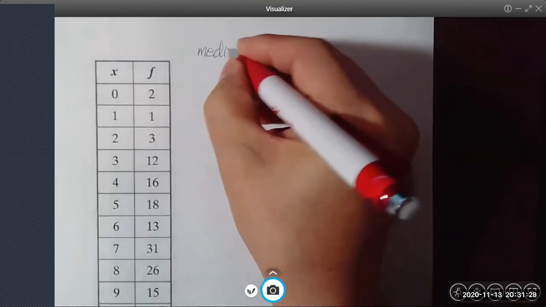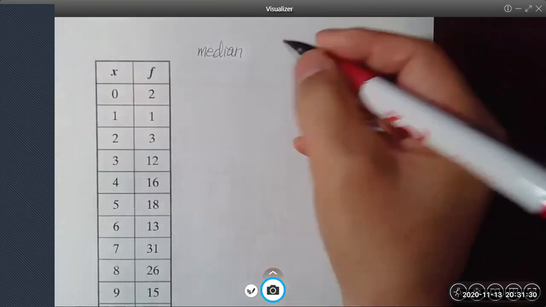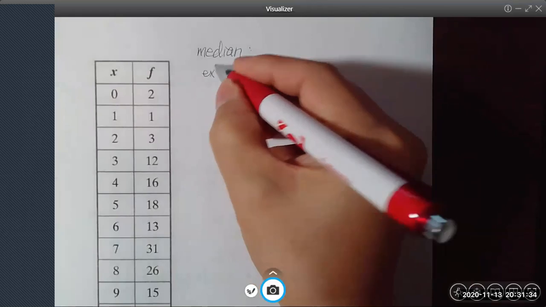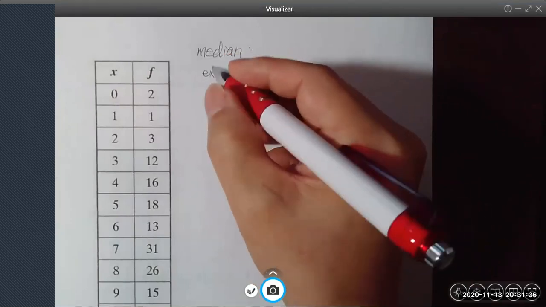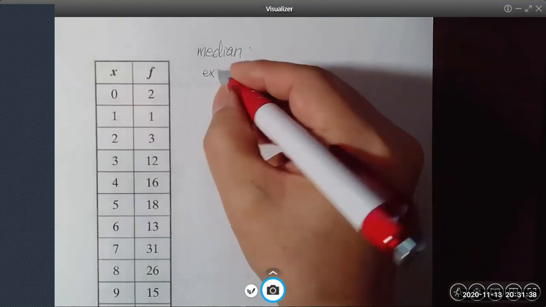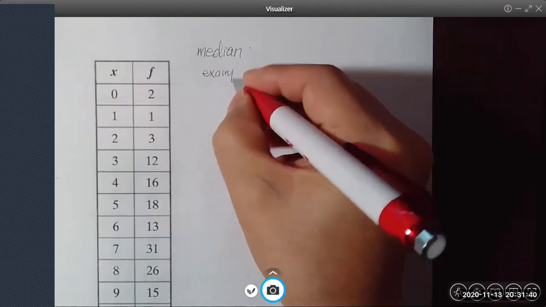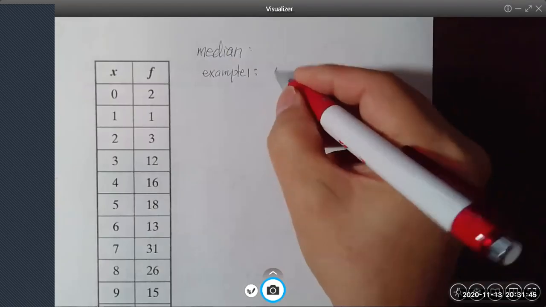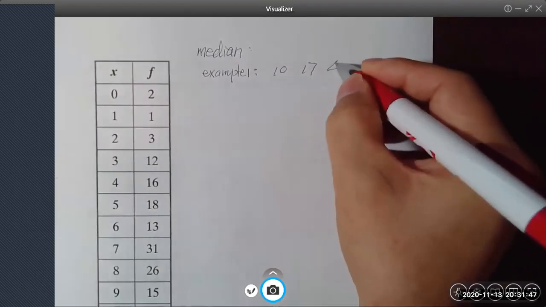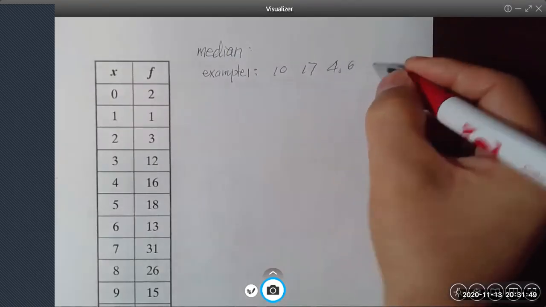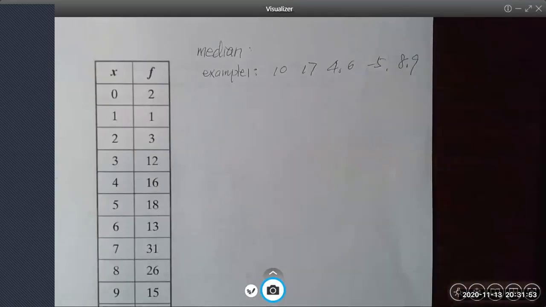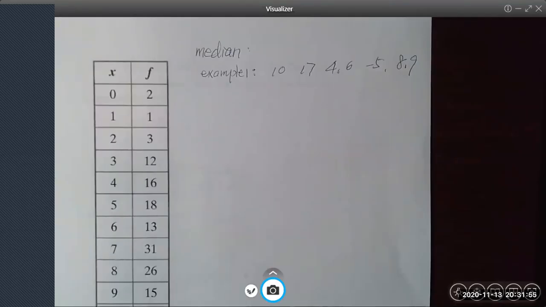Median is the number sitting in the middle in an ordered data set. So I'm going to create an example here in order to derive that median location formula, which is very simple in the end. So example number 1. I have these numbers: 10, 17, 4.6, -5, and 8.9. So suppose this is our data set.